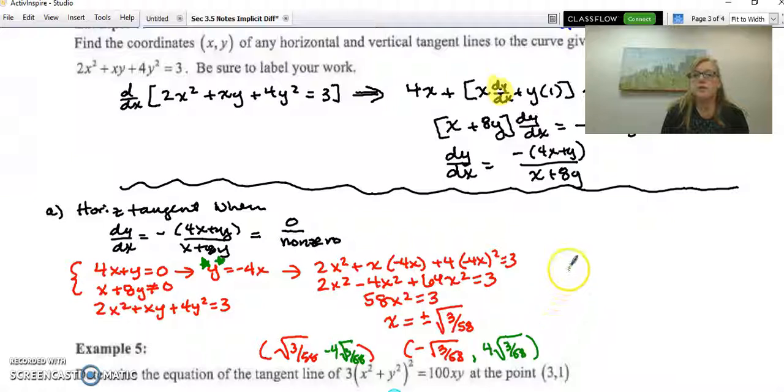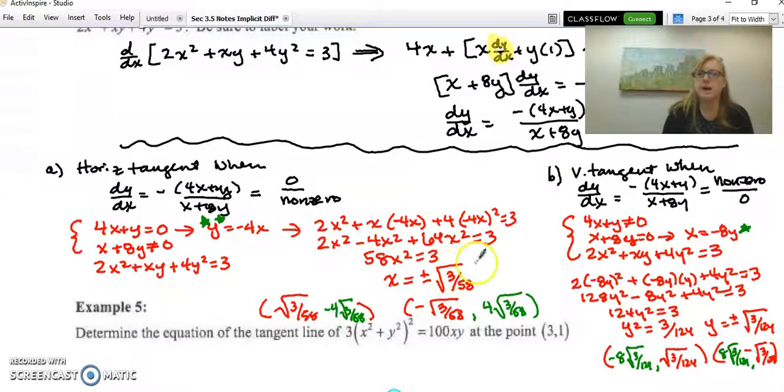Okay, now what I would like you to do is to go ahead and try part B on your own. And I'm going to pause the video and then check your answers at the end. Okay, coming back, so we set our vertical tangent when the derivative, which was this fraction, is non-zero over 0. Set up your system, solve, and then those are your answers.